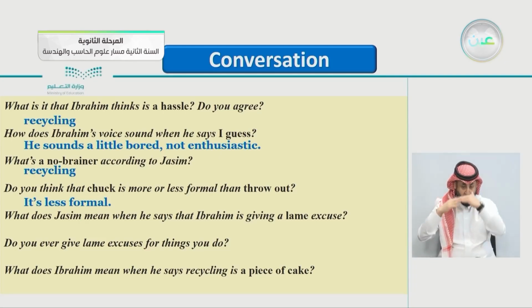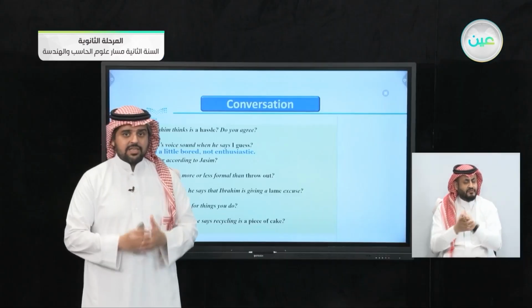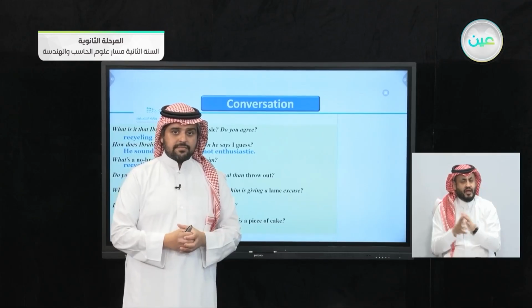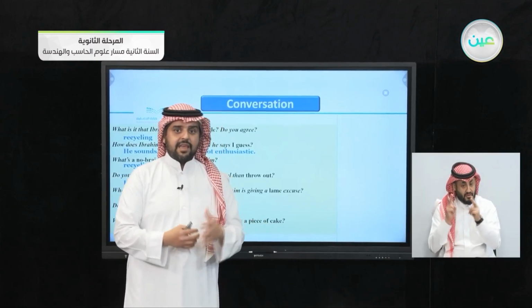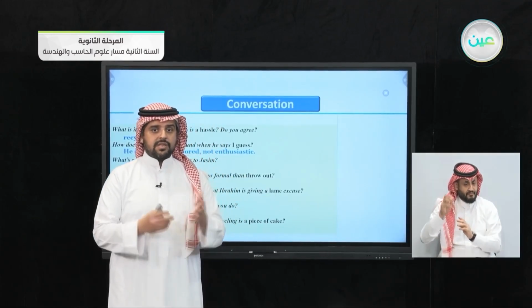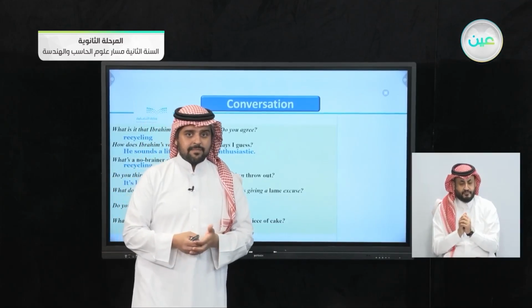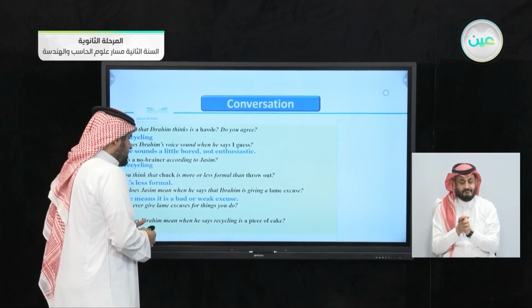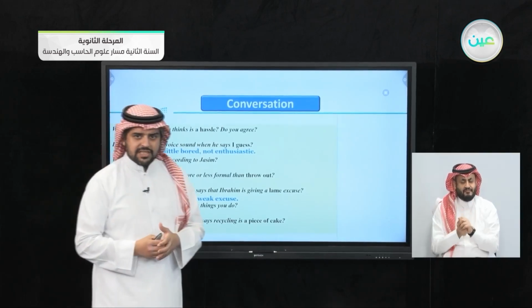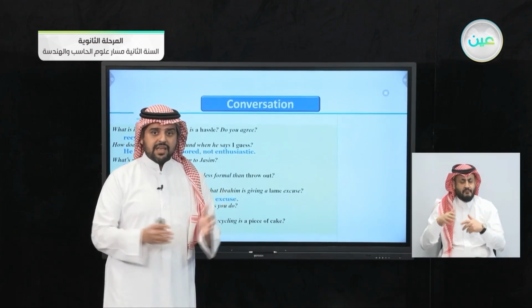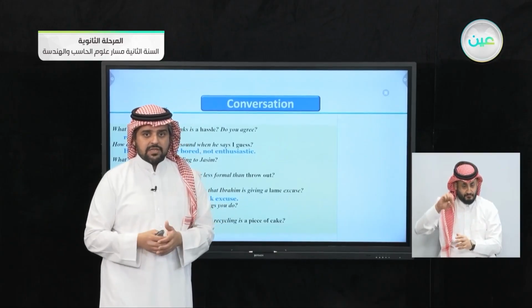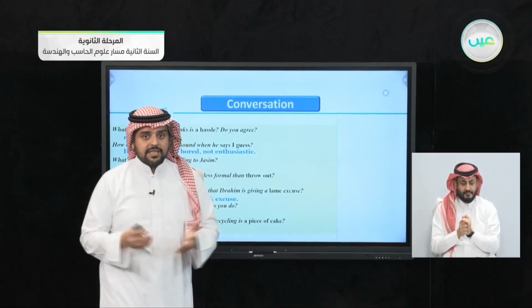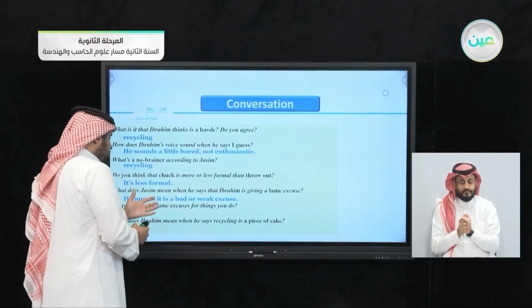What does Jassim mean when he says that Ibrahim is giving a lame excuse? From the conversation, when he said that's a lame excuse, what does he mean by lame excuse? Let's see the correct answer here together. He means it is a bad or weak excuse. You can know from the context of the conversation that lame means bad excuse.